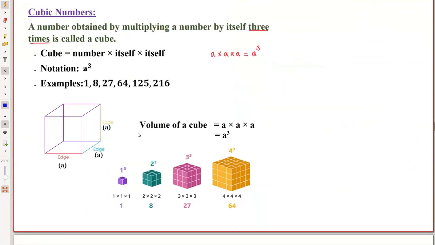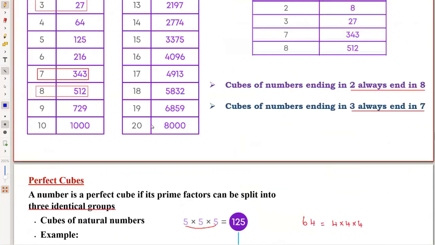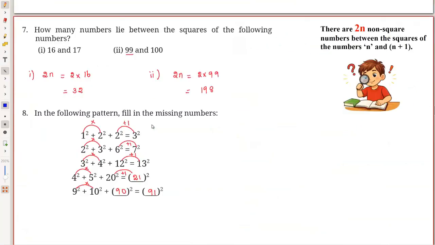Next class we'll be going with cubes. This is one short revision, part 1. We'll be having part 2 in the next class.